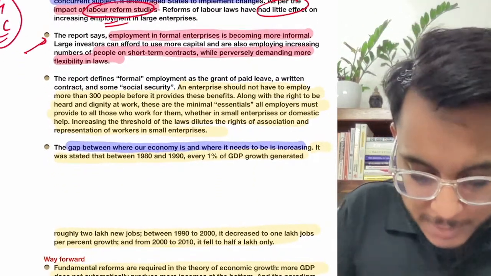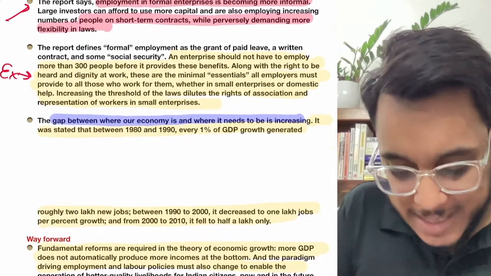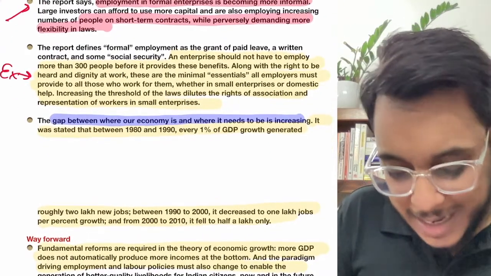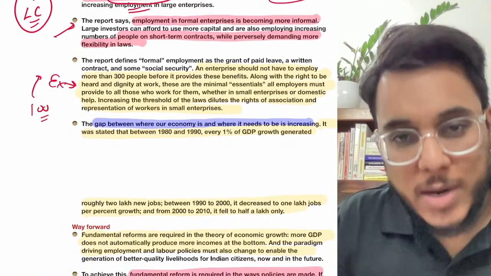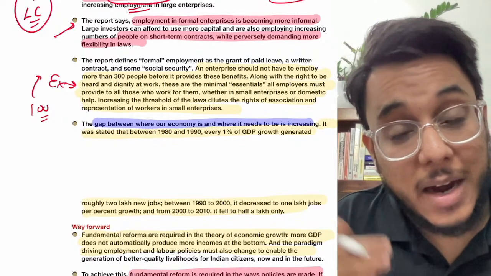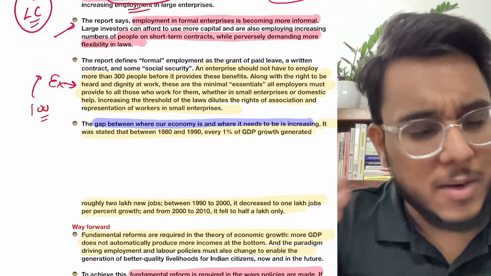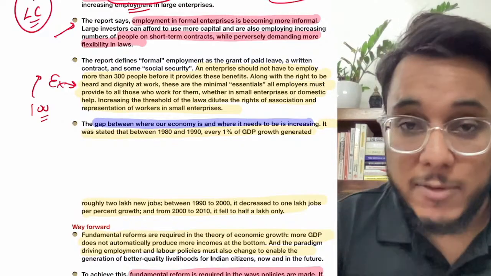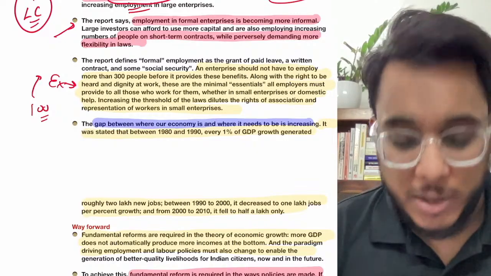Now guys, for example, please focus on this particular point. Earlier there was a limit that if a company is employing more than 100 people, then that company would come under many of the labor laws. They cannot fire a person on their wish, they have to provide social security, they have to allow trade unions, and all those things were there.